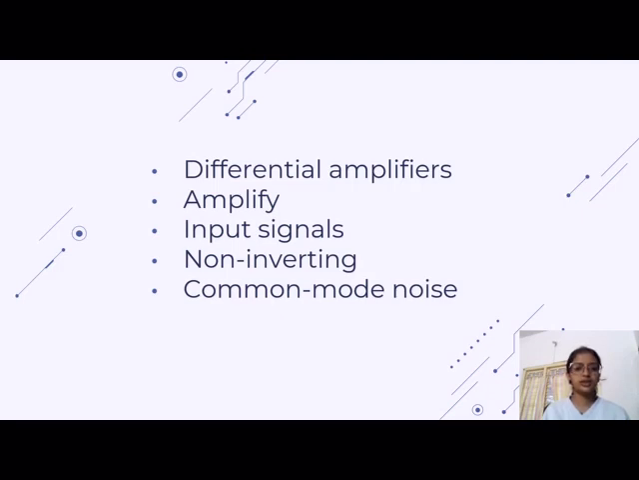The input signals are applied to the non-inverting and inverting inputs, and the amplified difference between the two signals is present at the output. Differential amplifiers are often used in operational amplifier circuits where they can be used to amplify signals while rejecting common mode noise.